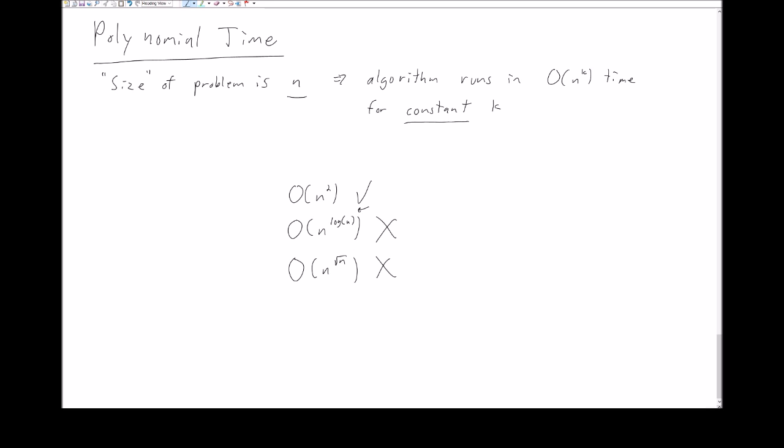Polynomial time is going to be important, but in general, analyzing the runtimes of algorithms is going to be essential. We'd like algorithms that run in very short amounts of time in terms of the size of the problem. Polynomial time is just some cutoff that's traditionally used to define an efficient algorithm. If an algorithm runs in polynomial time, we're going to call it efficient. So this is going to effectively define efficient.